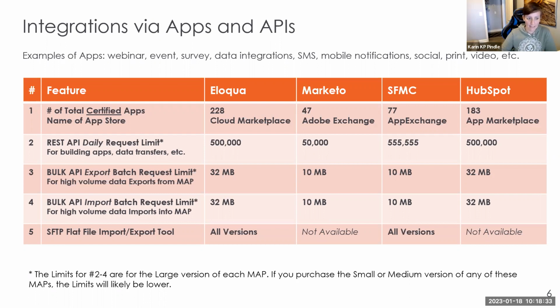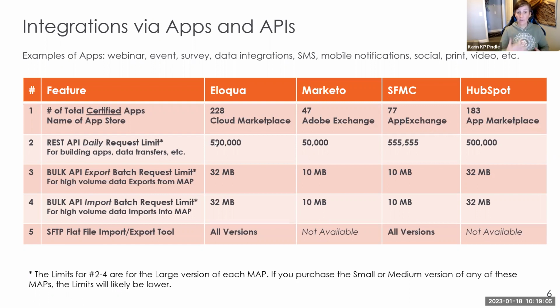So the APIs, the next three things here we're going to talk about relate to the APIs. We've got first the REST API. That's often used for those apps to run off of and to interact with the marketing automation platform. It can also be used for data transfers. And what you're seeing here is the max limit with the most expensive version of each marketing automation platform. So that's what this little caveat at the bottom is. I haven't had that in past presentations of this webinar, and I just wanted to clarify for people.